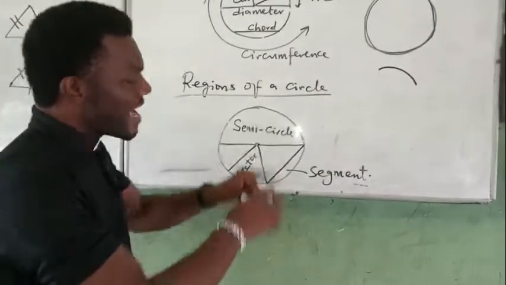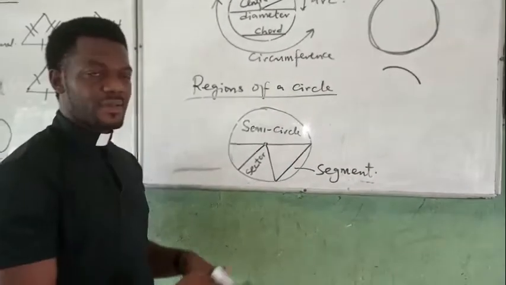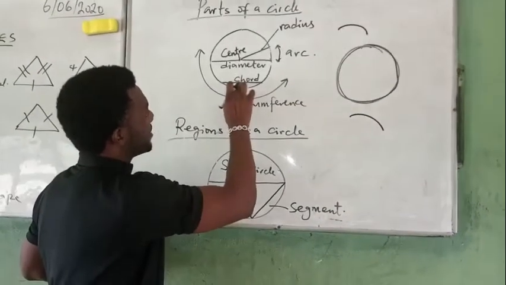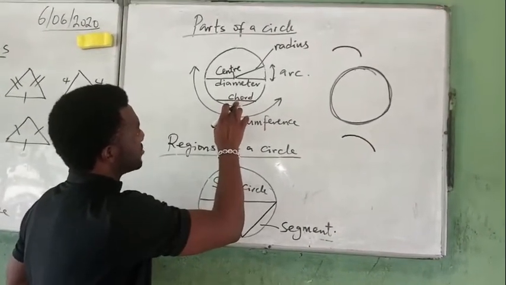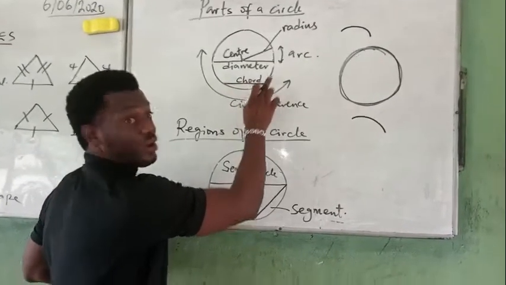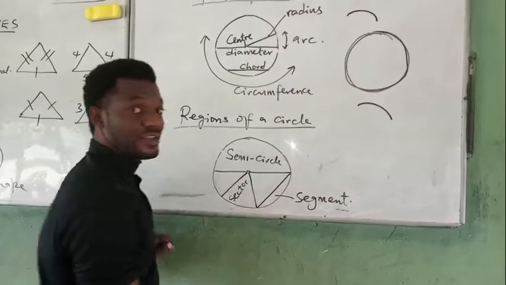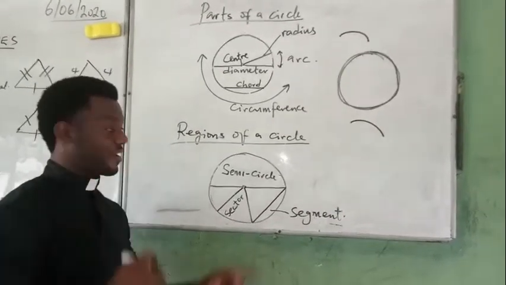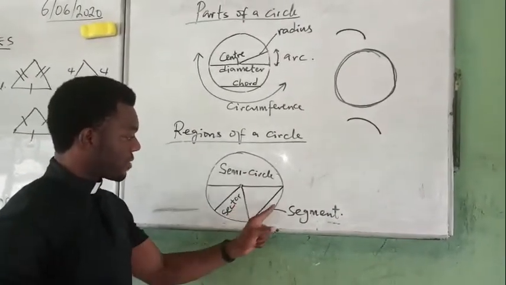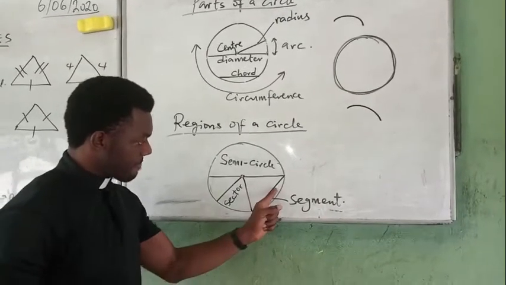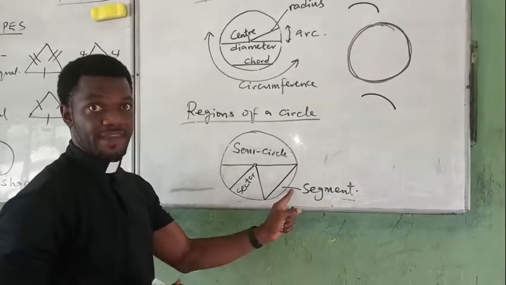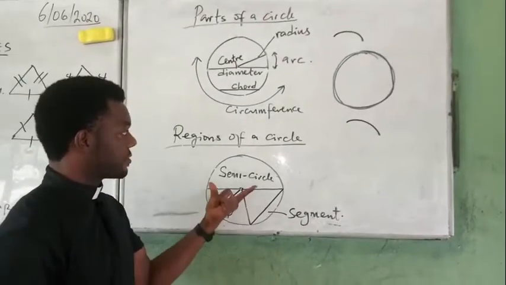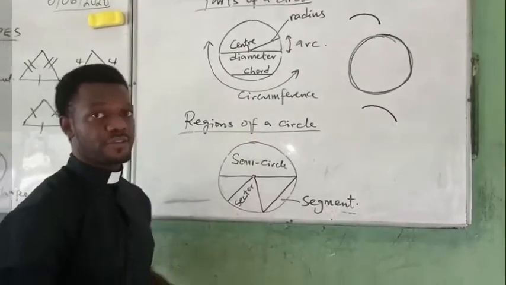Then the area in a chord. This is a chord. The whole of this area between the chord and what we call the arc is called the segment. So we have 3 regions of the circle: semicircle, sector, and this area made possible by the chord and the arc, which is called the segment. So you have to know all these, the regions of the circle and the parts of the circle.